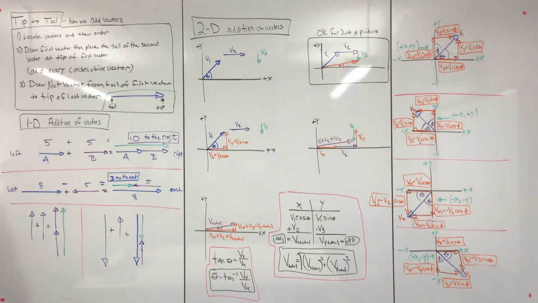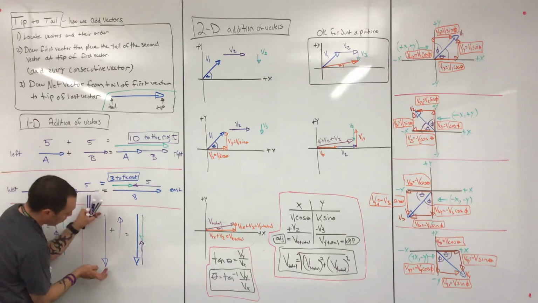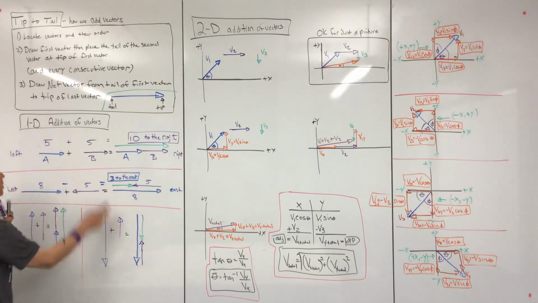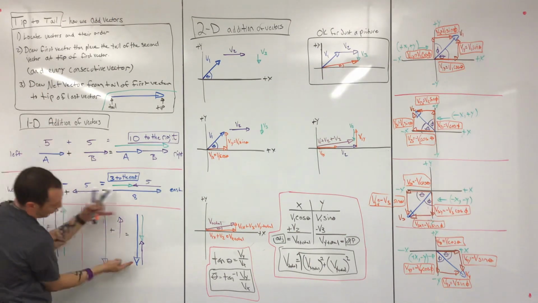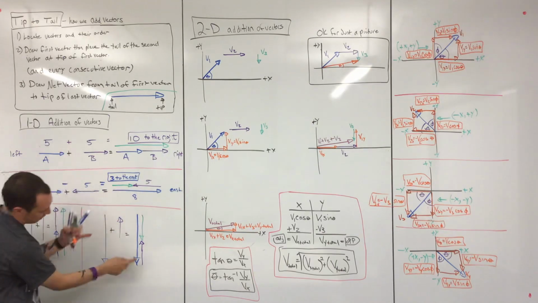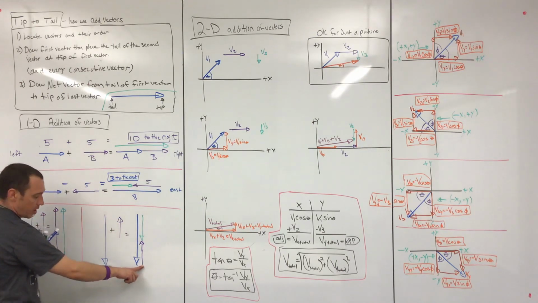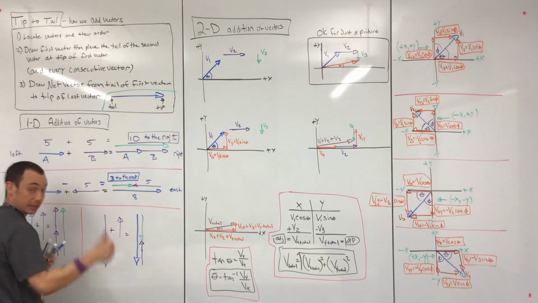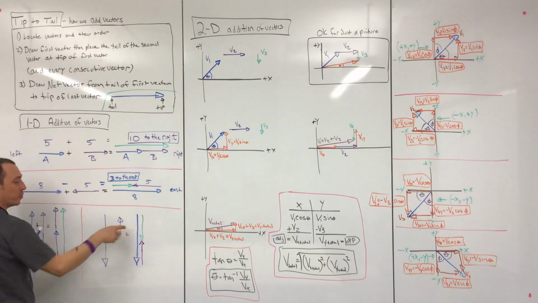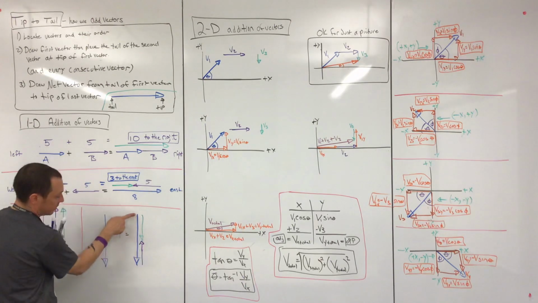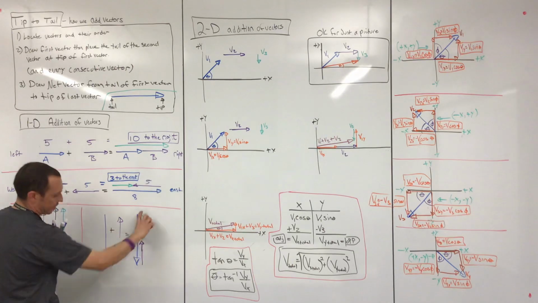It's crucial we have it in that order. All right, let's go to our other one here. First we locate our two vectors, step one, and we draw our first vector, right? Then we draw our second vector by placing it at the tip of our first vector, right? Did this one right. And then we want to draw the net vector, right? From the tail of the first to the tip of the second, right?